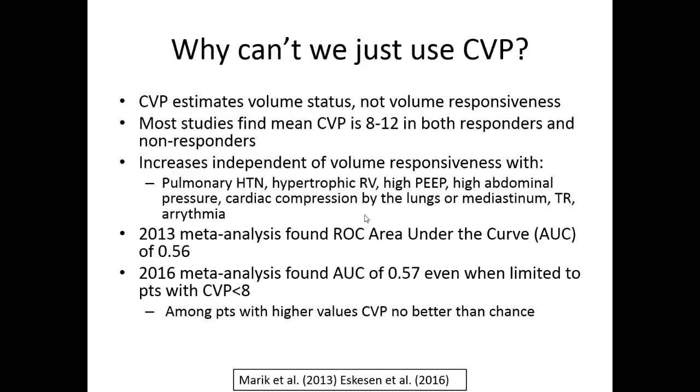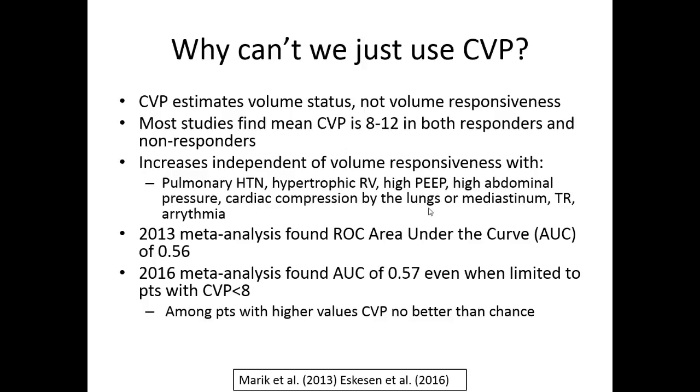So, with that physiologic background for why CVP would not necessarily be a predictor of volume responsiveness, it's perhaps unsurprising that there's a lot of data that it doesn't predict volume responsiveness. There's a meta-analysis in 2013 where you have this area under the curve for the CVP as a test of volume responsiveness of 0.56. A similar meta-analysis in 2016 included subgroups of people with low CVP, intermediate CVP, and high CVP. They found even among those patients with low CVP, the area under the curve was still 0.57.